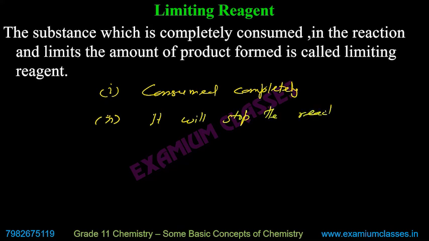This will be driving the reaction. So limiting reagent will decide the amount of product because it will be consumed completely. The other one will be remaining there. So the remaining amount is not reacted. Because the remaining amount is not reacted, that will not correspond to product produced.